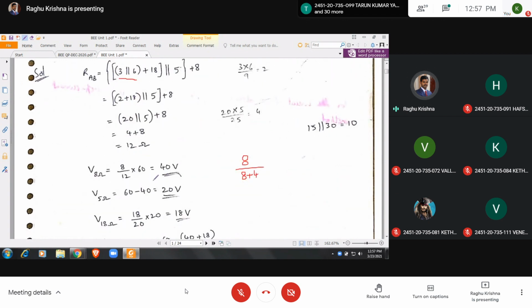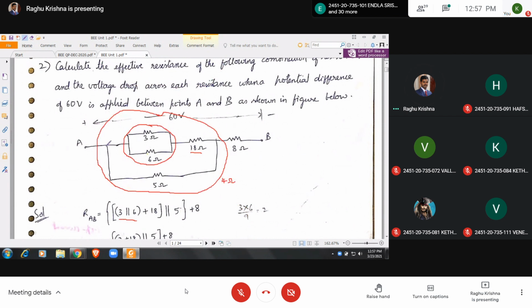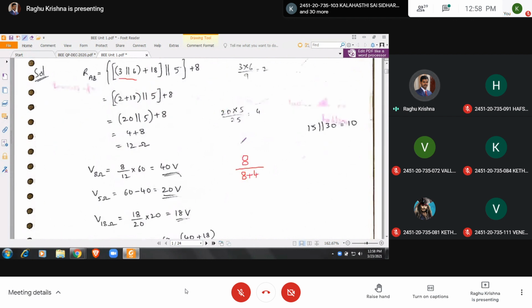Similarly, find the voltage across 5 ohms. A and B are connected by resistors 5 ohms and 8 ohms. So we can directly write that the remaining voltage drop will be across 5 ohms. So 60 minus 40, which is equal to 20.